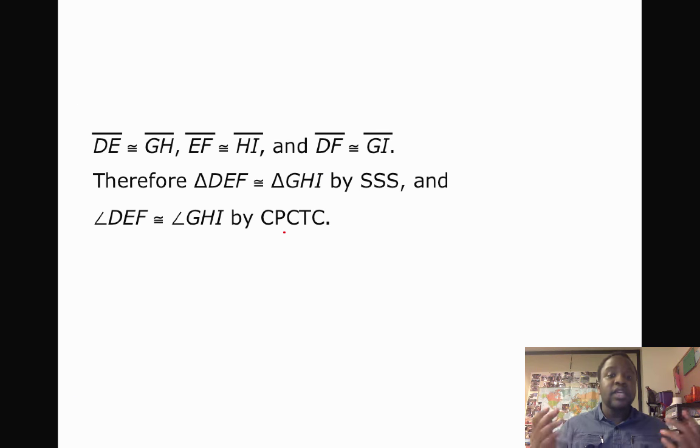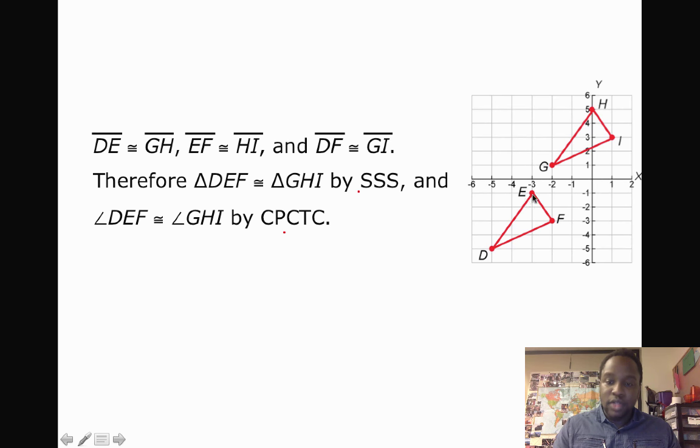Since we have these three pairs of congruent sides, we can say that the triangles are congruent by side, side, side. And therefore, since these triangles are congruent, we can say that angle DEF is congruent to angle GHI by corresponding parts of congruent triangles are congruent. And with that, we are done.